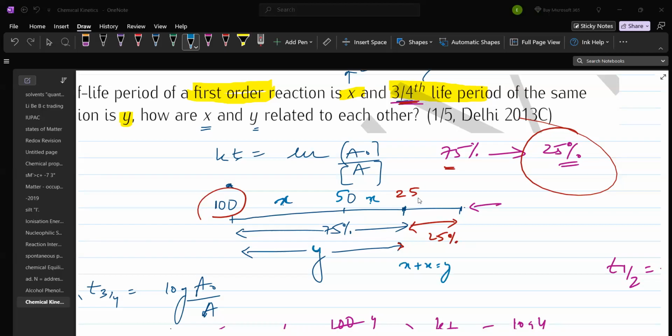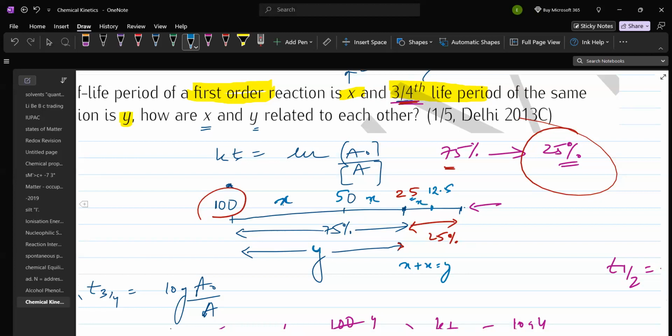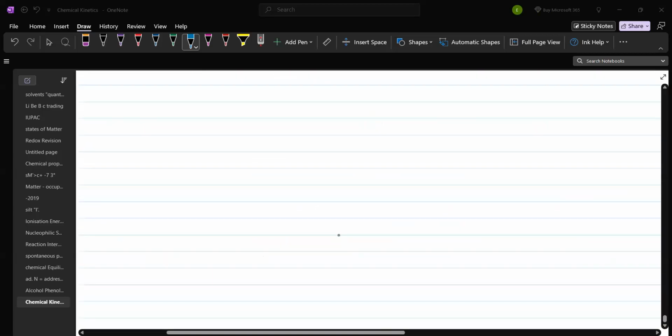If this one becomes half, then the remaining concentration will be 12.5, and the half life will be x only. Can you understand this? Yes, sir. So the concentration is decreasing just by half. 100 will become 50, then 50 will become 25, then 25 will become 12.5, and so on.